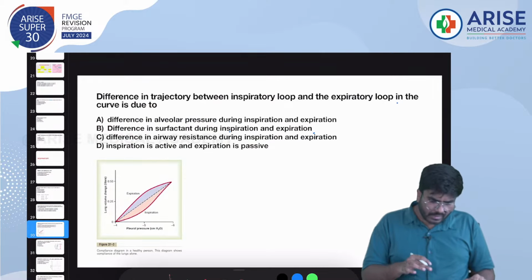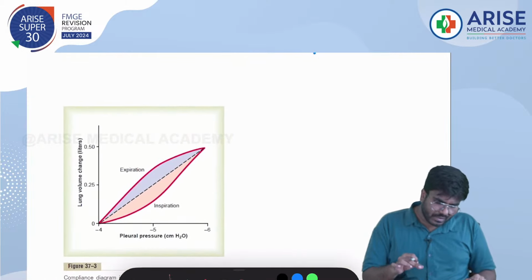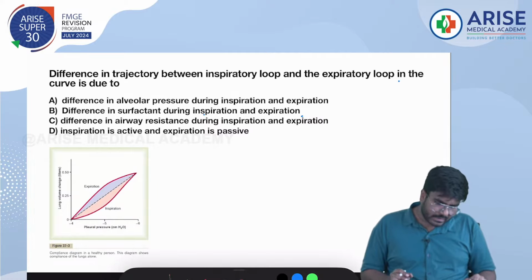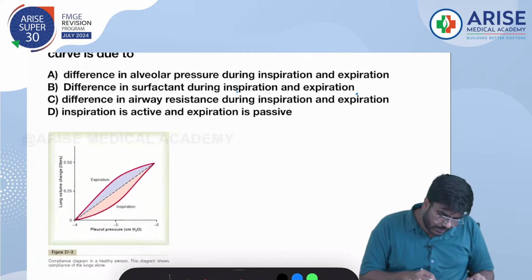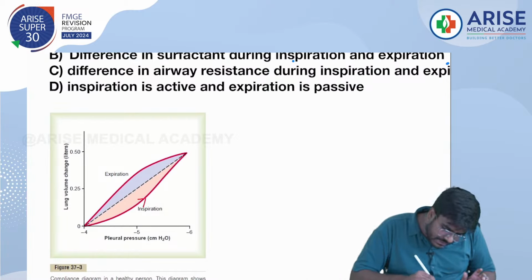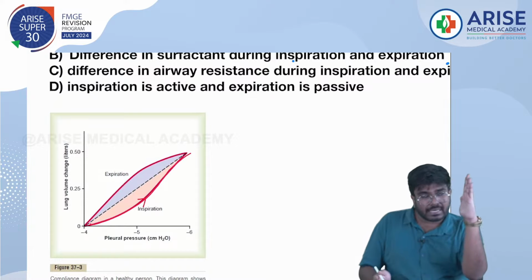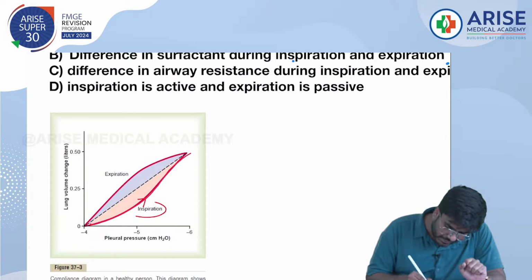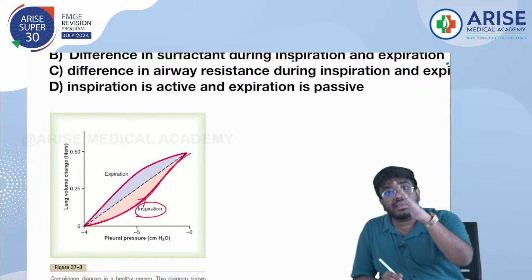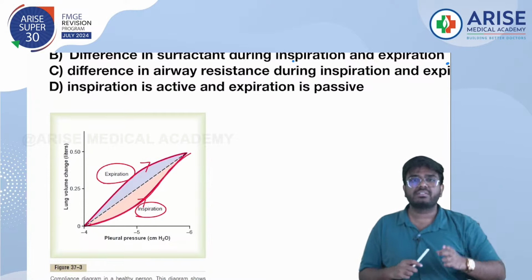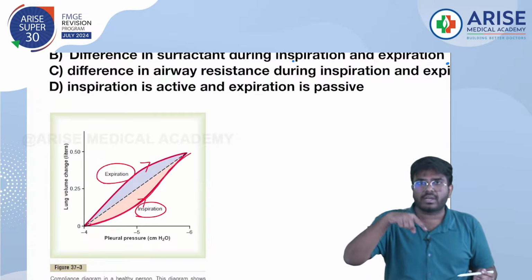Next, you can see here, this is the flow volume loop. Okay, sorry, this is a pressure volume loop. Now in this pressure volume loop, it's very clear that lung compliance is less. The lung compliance is less during the phase of inspiration, and during the phase of expiration, the lung compliance is more. You can see the two lines, you can see the two graphs.